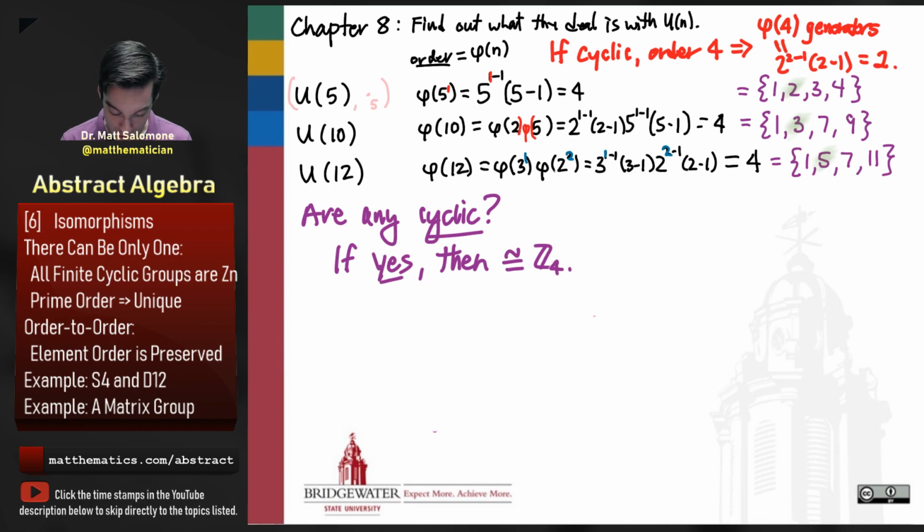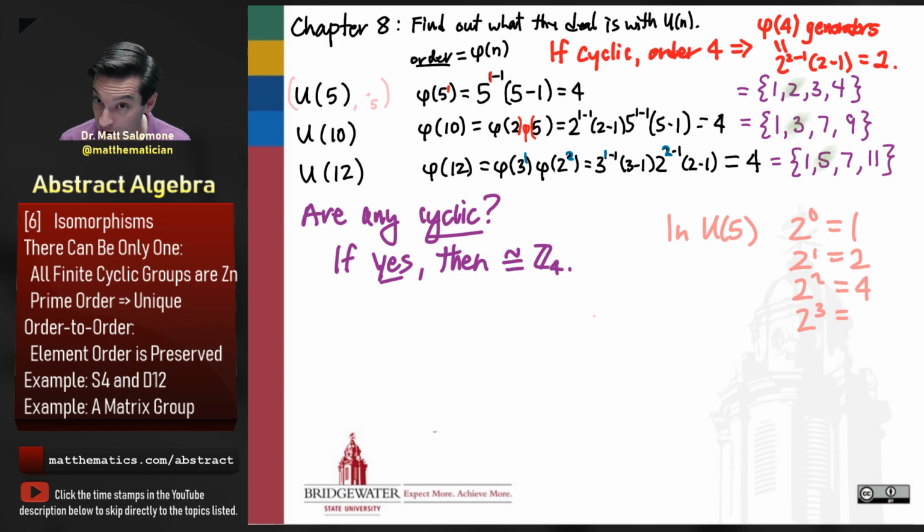Let's try it with 2 in U5. In U5, we want to look at the powers of 2. Do they generate the whole group, or do they fall short? Well, 2 to the power 0 is 1. 2 to the power 1 is 2. 2 to the power 2 is 4, mod 5. 2 to the power 3 is 8 as an integer, which mod 5 is equal to 3. And that indeed accounts for all of U5.